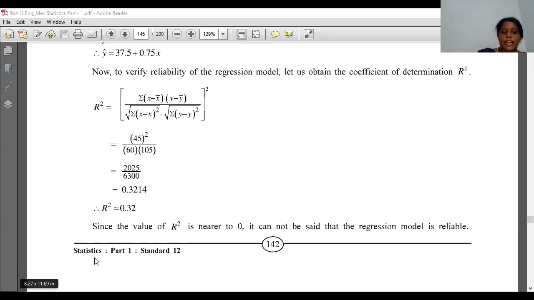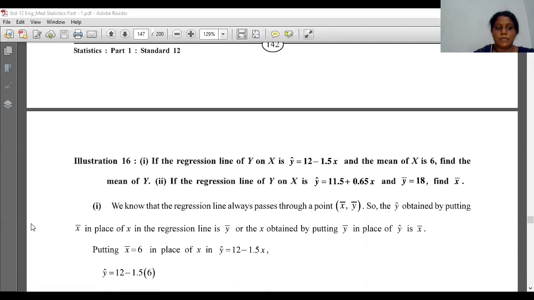So since the value of r square is nearer to 0, it cannot be said that the regression model is reliable. Okay, this is the state. Now next is illustration number 16. This is the most important illustration.